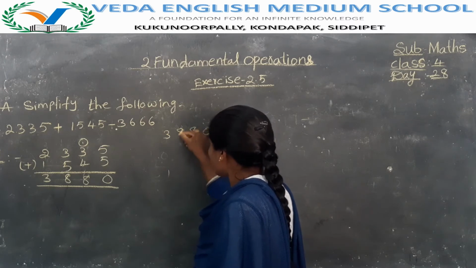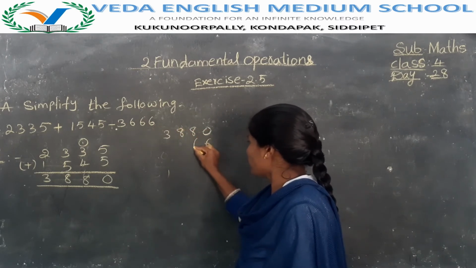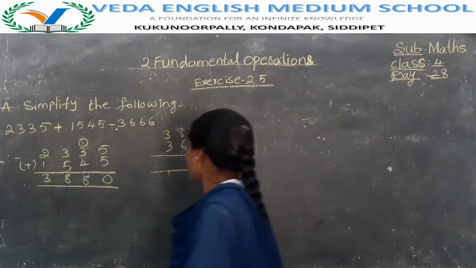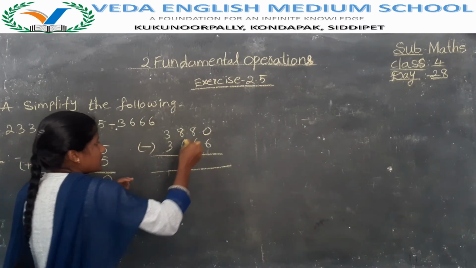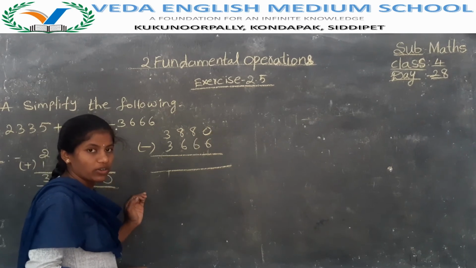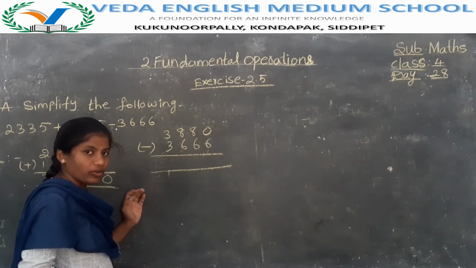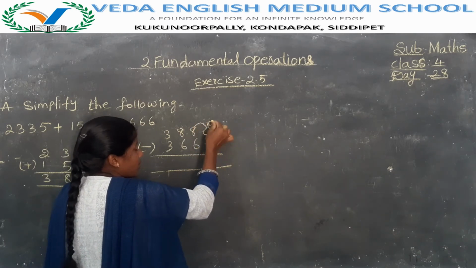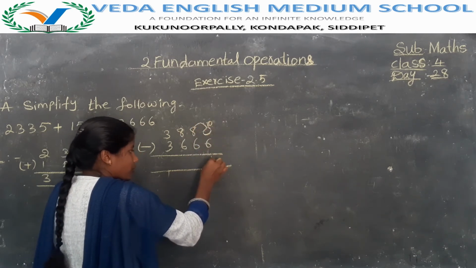3880, 6, 6, 6, 3. Then we have to do subtraction. Is 0 minus 6 possible? No. Then take borrow from the next number. Next number is 8. Take borrow from 8. Borrow is 10. 10 minus 6 is 4.